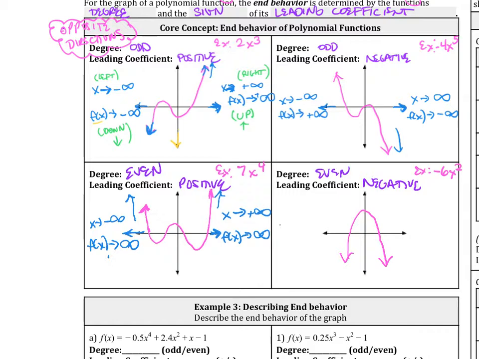So let's talk about the end behavior. As x approaches negative infinity, going to the left, our y values are approaching negative infinity. Then on the right, as x approaches positive infinity, the y values are also going to negative infinity, just like the left, right? They're going exactly the same direction.